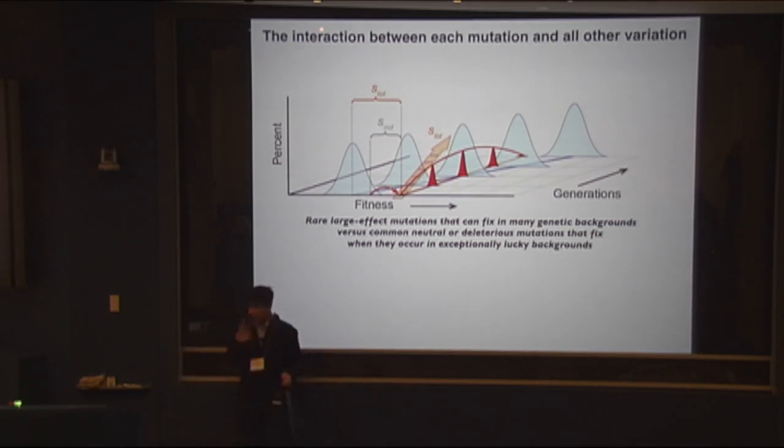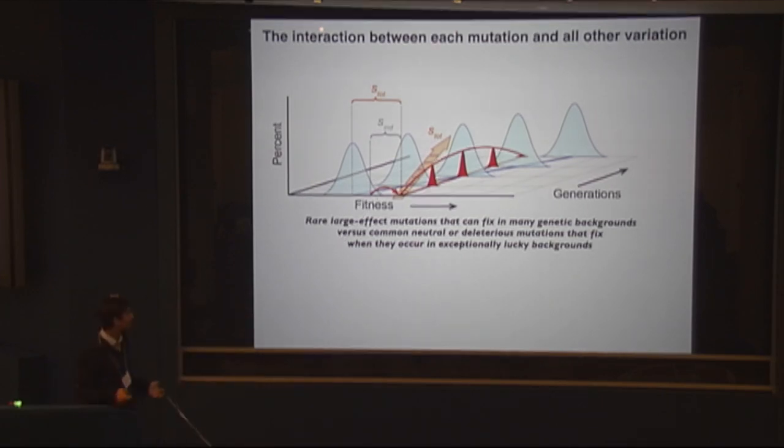And on the other hand, there are lots and lots of neutral, deleterious, modestly beneficial things. There are many of those mutations happening, but they can only succeed if they happen in exceptionally lucky backgrounds. So there's this tension between how common these large effect things are versus how common these high fitness backgrounds are. And that determines how efficiently selection is picking out the good stuff versus lucky stuff that happens in good backgrounds, right? And so we can try to quantify that. So that's basically how this theory works.